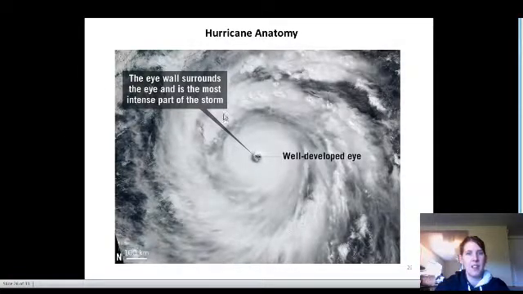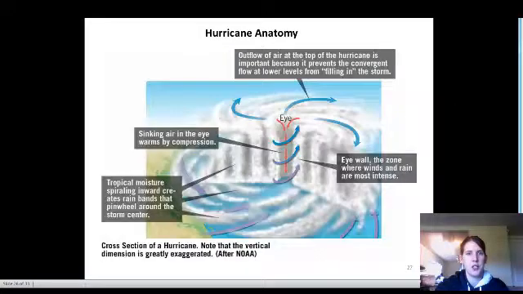Okay. And we have our hurricane eye, and then the eye wall, which surrounds the eye, and that is the most intense part of the storm. That's where most of the energy occurs. So here you have the eye, and you have air that is actually sinking within the eye system. So the sinking air in the eye warms by the compression of the air around it. And the eye wall is the zone where the winds and the rain are most intense.